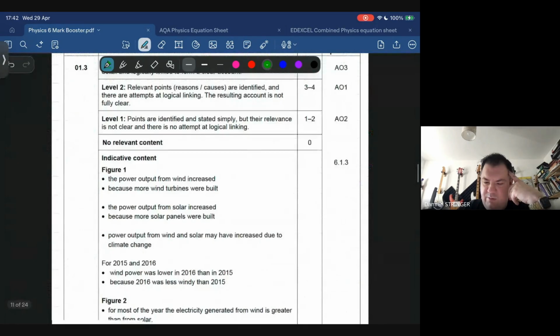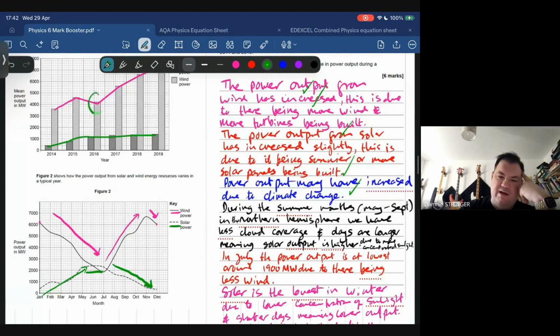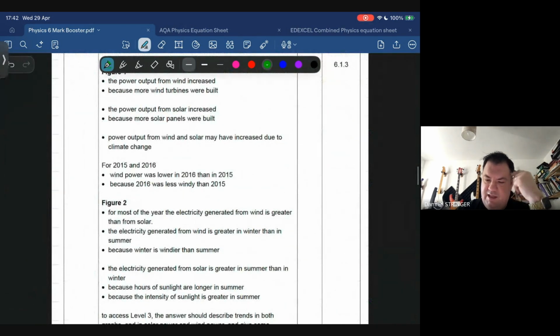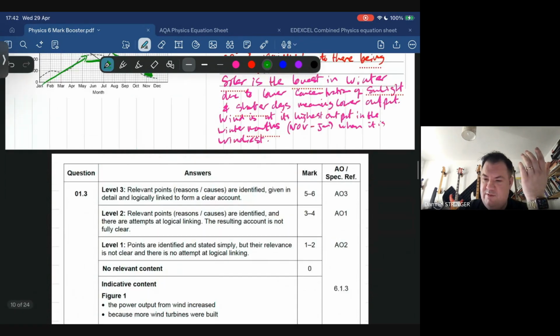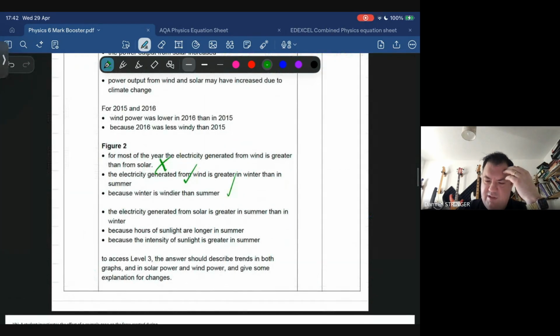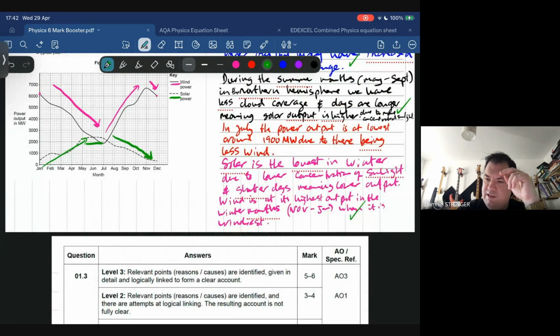So for 2005 and 16, wind power was lower because it was less windy. Now, we forgot to talk about that, didn't we? I know we did mention it, but we've probably got enough in all the other bits and bobs. For most of the year, the electricity generated from wind is greater than solar. I know we haven't covered that. Greater in winter than it is in summer, yeah. Because in winter it's windier than summer, yeah, so that were these bits. Electricity again from solar is greater in summer because the sunlight is out for longer. Intensity, we've definitely done that. I almost messed it up actually.